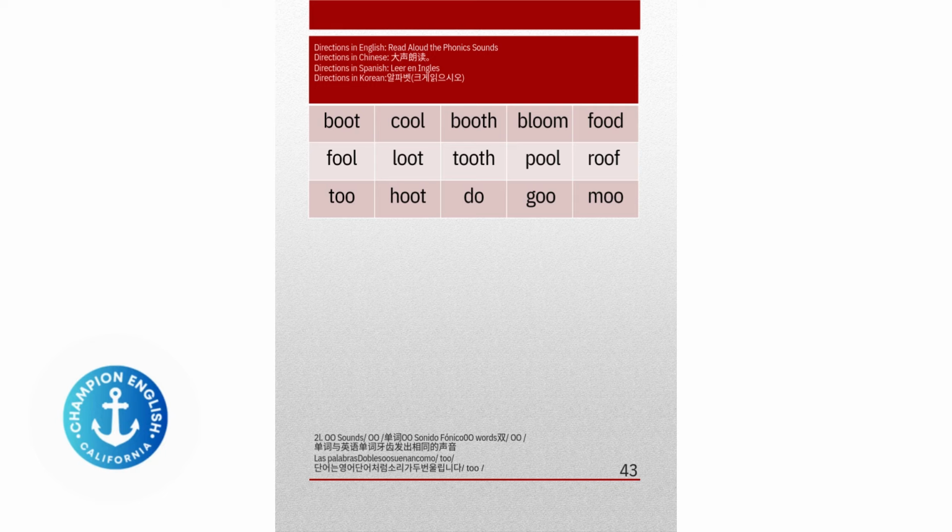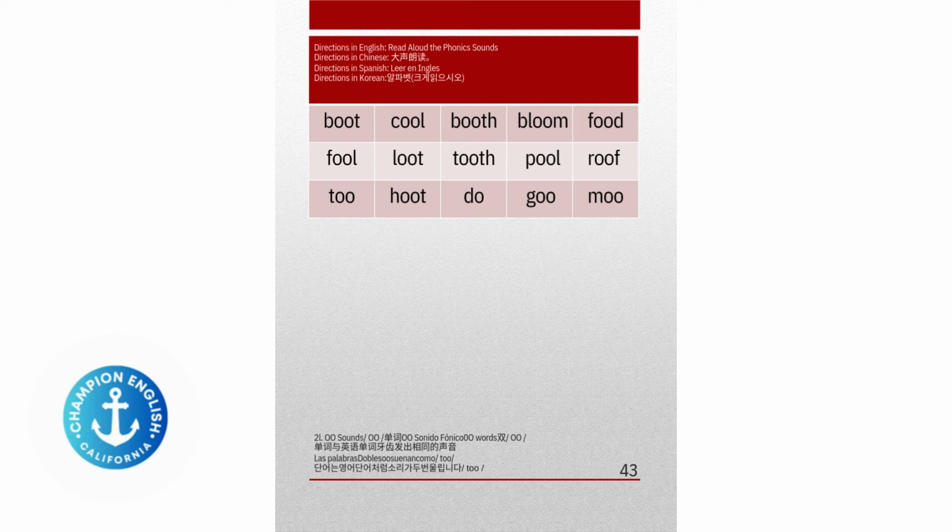Cool, booth, bloom, food, full, loot, tooth, pool, roof, two, hoot, do, goo, and moo.